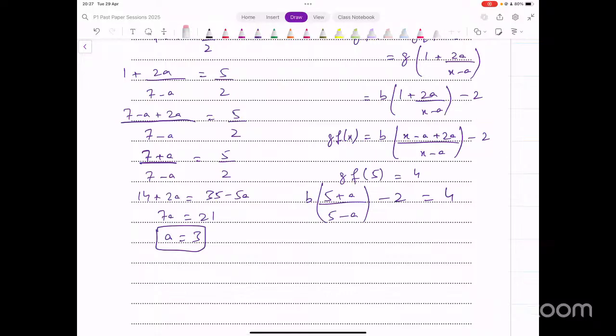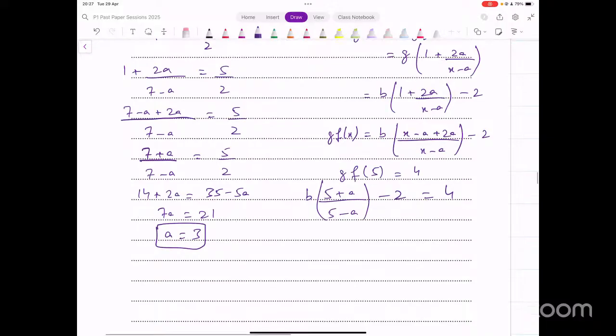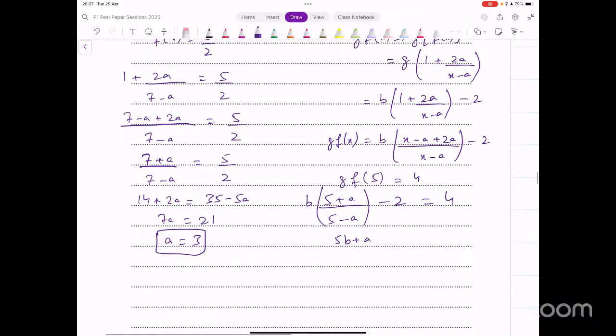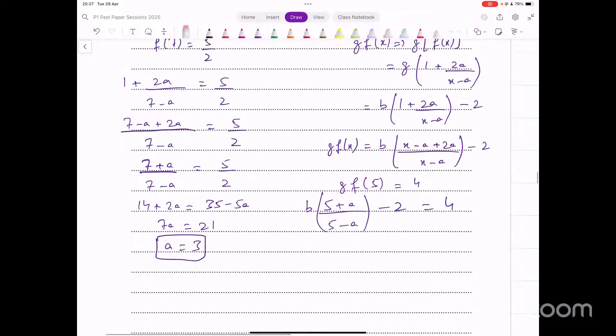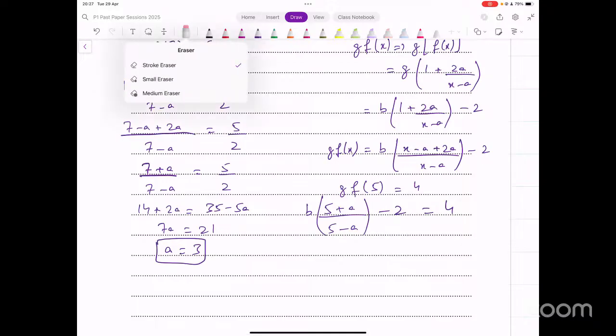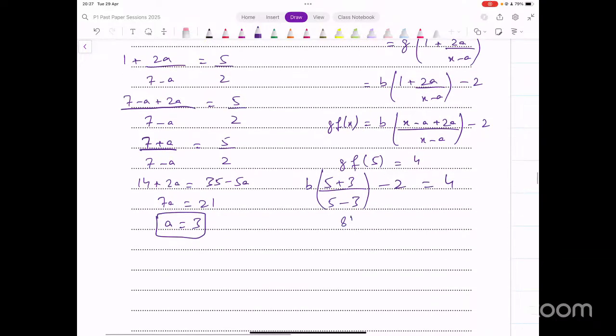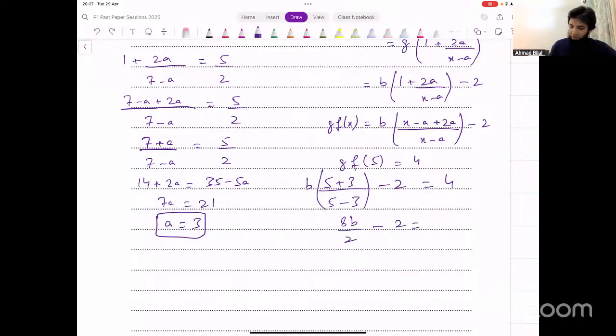And now we can simplify this and see what that gives us. We can take LCM on the left side first. In the numerator, we've got 5b plus a times b. In fact, we already know the value for a now. We could just input that. A is equal to 3. Let's input that value here. A is actually 3. So that simplifies further. And we have 8b over 2 minus 2 equals 4, and 4b minus 2 equals 4, b equals 6 over 4, that's 3 over 2, or 1.5. That's the value for b that we were looking for.